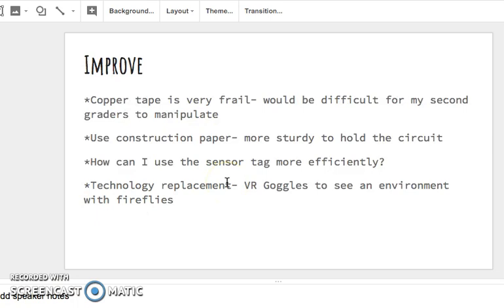I also said, how can I use the sensor tag more efficiently? I did not use it to the best of its ability. I tried to work it out, but I couldn't really figure out its purpose in the activity that I was developing. So I really want to look into that and see how I can use it better in my classroom. But if I were to use technology in this lesson, I said I would use some virtual reality goggles for my students to be able to see an environment with fireflies, in case I have students who are not really aware and haven't seen them in their own backyard throughout the summertime.